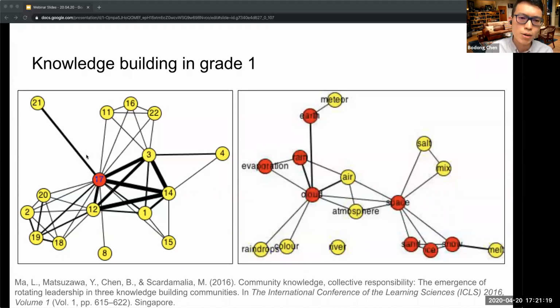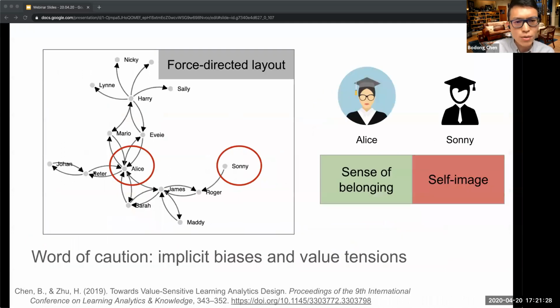making them, or designing them, in a way that's in line with our theoretical understanding and pedagogical approaches towards learning. And I want to conclude this part by mentioning a word of caution. A word of caution that's also discussed in other learning analytics settings as well. That is, we need to be aware of implicit biases and values embedded in those analytics.